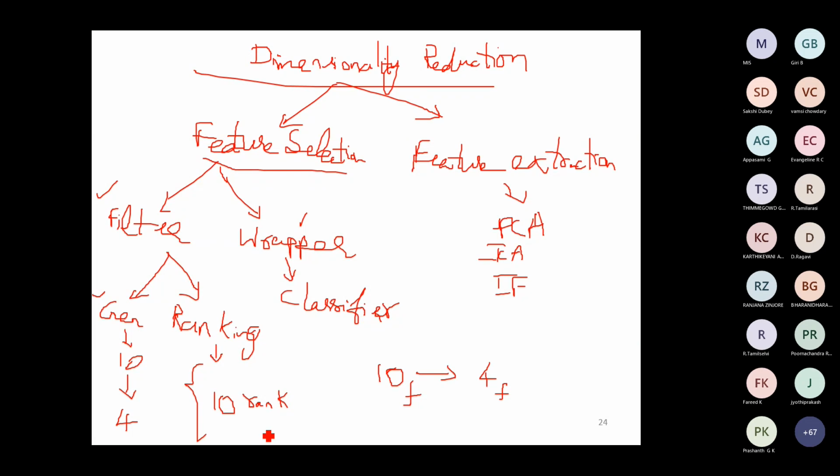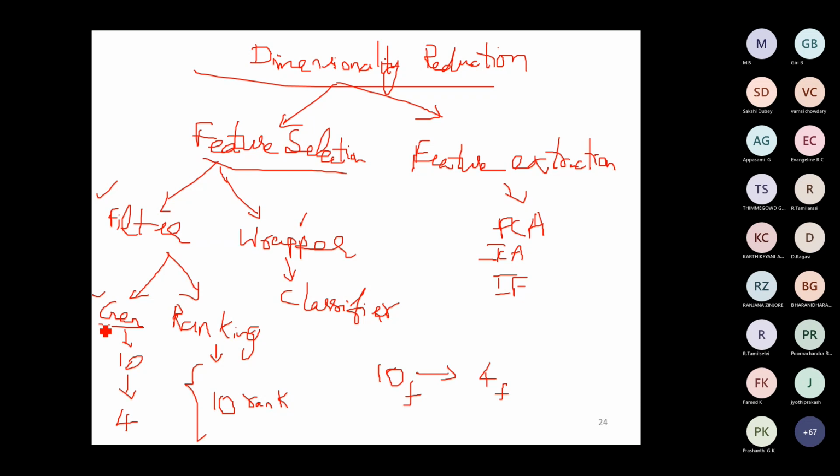From this rank, we have to identify whether 4 is the good one, or 3, or 5 is the good one. On trial and error basis, we have to identify. We don't know whether, for the 10 features, the top 4 ranked features is the best one or the top 5 will be the best one. So we have to use a trial and error method to select the best top features. It is a ranking based method.